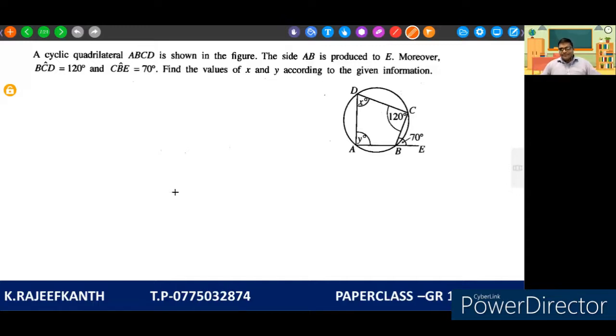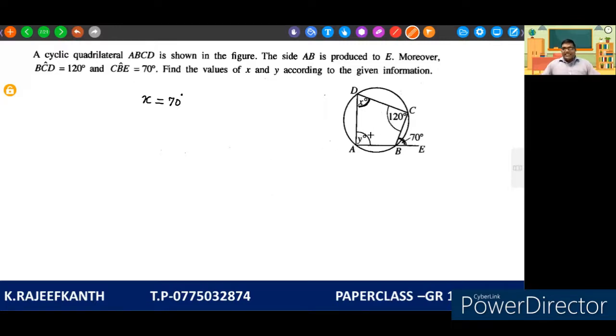Right, here this X and 70 degrees are equal, because this exterior angle is equal to the interior opposite angle. So directly we can write X is equal to 70 degrees, right? Here, this angle CBE is an exterior angle of this cyclic quadrilateral ABCD. So this exterior angle should be equal to interior opposite angle X. So X is equal to 70 degrees.